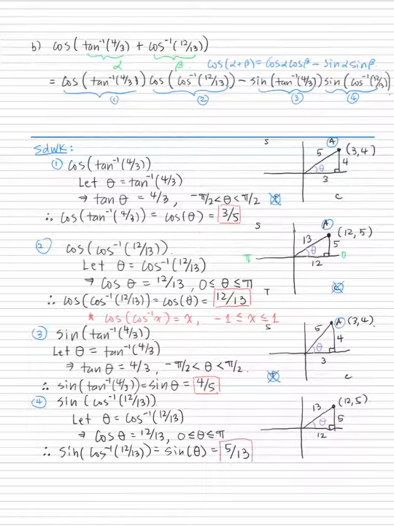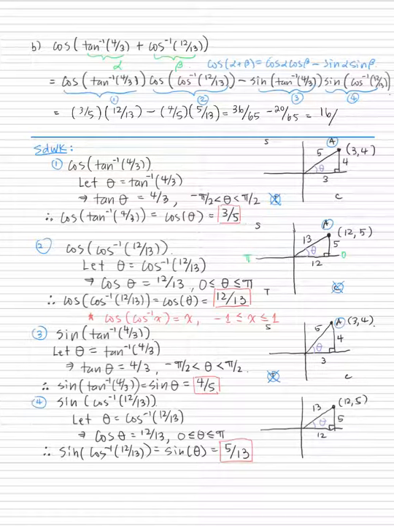So I think we're good to go. Putting it all together. So circle 1 is 3 over 5. Circle 2 is 12 over 13. And minus circle 3 is 4 over 5. And circle 4 was 5 over 13. Alright, so we have 36 over, what is that, 65? Minus 20 over 65. So the answer is 16 over 65.